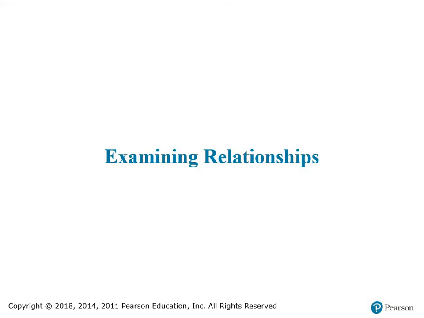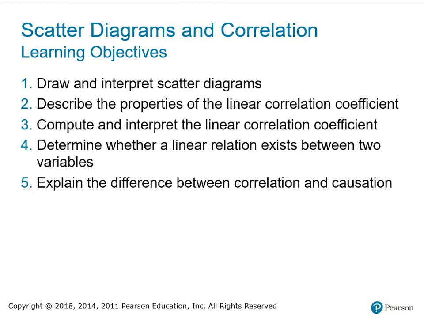In this video, we're going to examine some relationships. First, we will need to draw and interpret the explanatory variable and the response variable using the scatter diagram. We will describe the properties of the linear correlation coefficient. We will compute and interpret the linear correlation coefficient. We will determine whether a linear relation exists between two variables, and then explain the difference between correlation and causation.